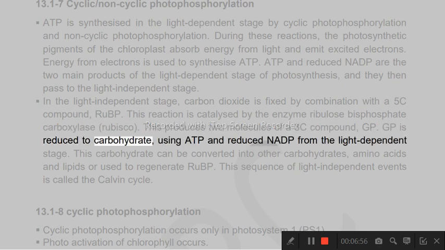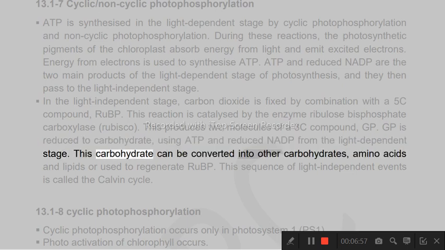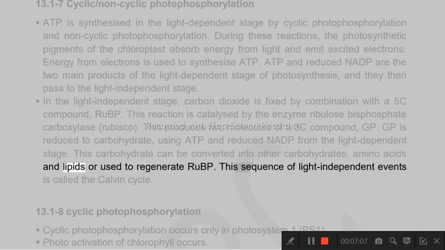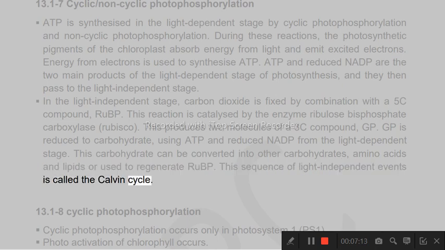GP is reduced to carbohydrate, using ATP and reduced NADP from the light-dependent stage. This carbohydrate can be converted into other carbohydrates, amino acids, and lipids or used to regenerate RuBP. This sequence of light-independent events is called the Calvin cycle.